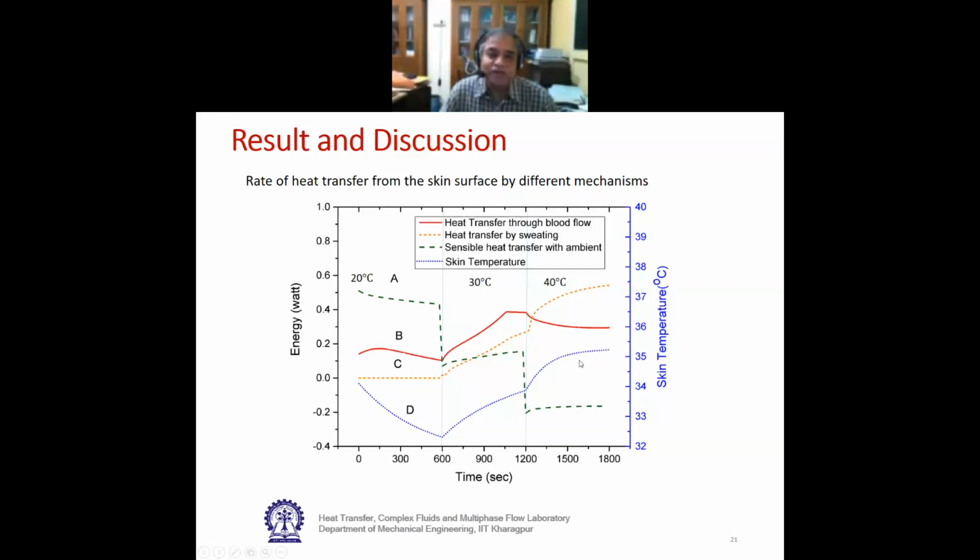After that, if we consider the sensible heat transfer with ambient, then when there is a low temperature of 20 degrees Celsius, the outside temperature is less, so there will be heat transfer from the body. And then the heat transfer direction will change. Here we can see that this is the 0 level, and after that the direction will change.